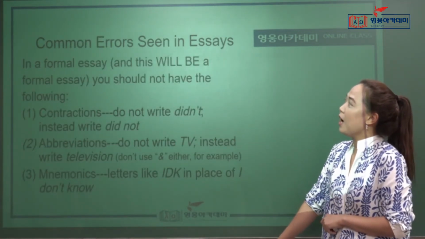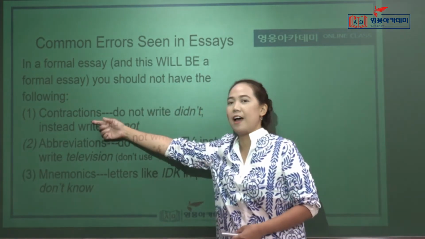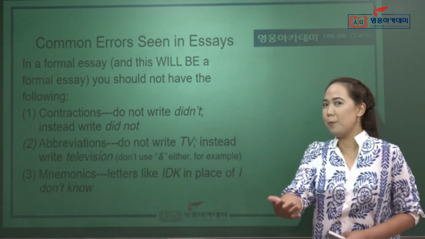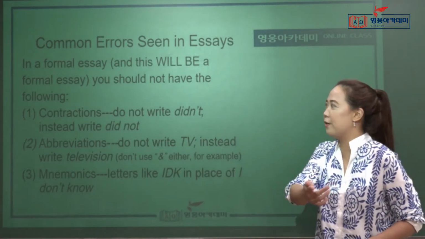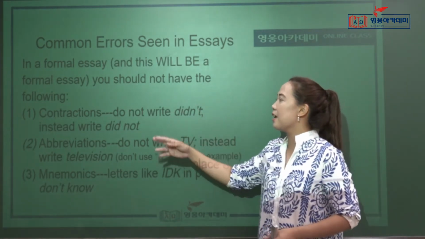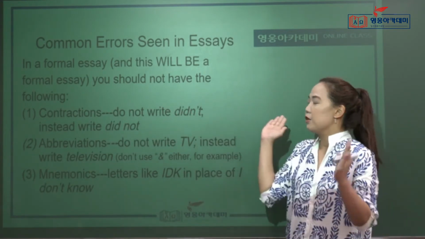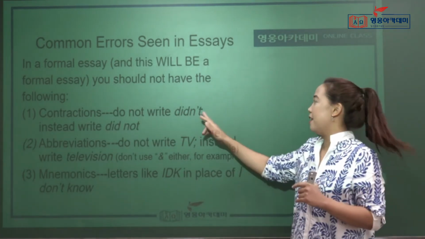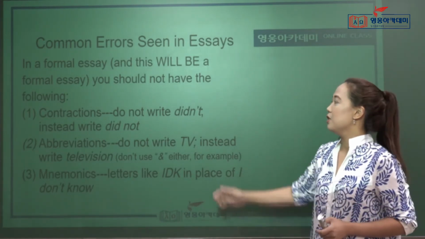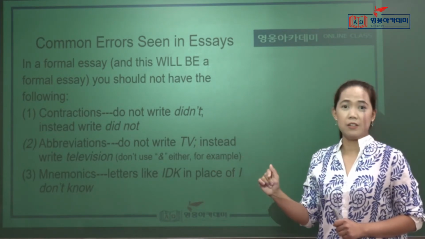Let's see here. Next, another common error will be using, number one, repeat after me, guys, contractions. Say it again. Contractions. One more time. Contractions. All right, very good. What are contractions? Do not write didn't. Instead, write did not. Contractions are making the word shorter by adding an apostrophe. So did not and you write didn't, okay? So in here, don't use contractions in your essays. Use the complete word, all right?